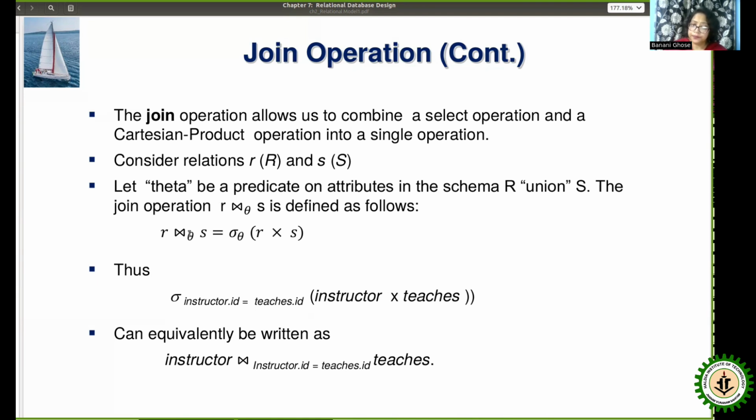R join operation, with the condition theta, S. These are the two tables R and S which are to be joined. Then it is the joining condition over here. Joining condition means the two tables will have the same attributes. So here the foreign key concept is used. Then it is equal to what? Sigma of theta R cross S.